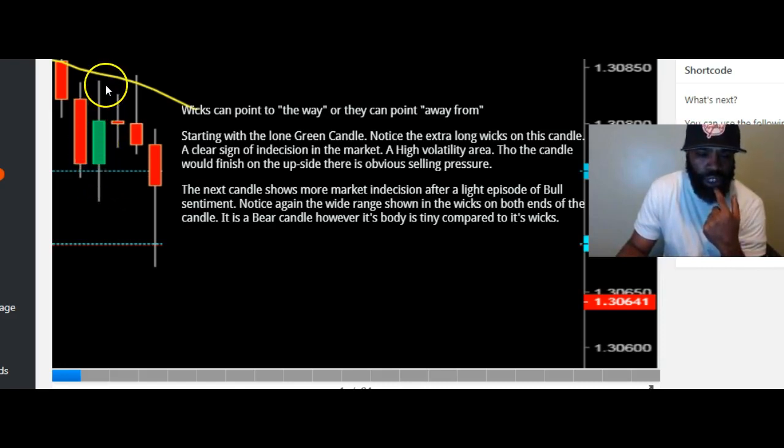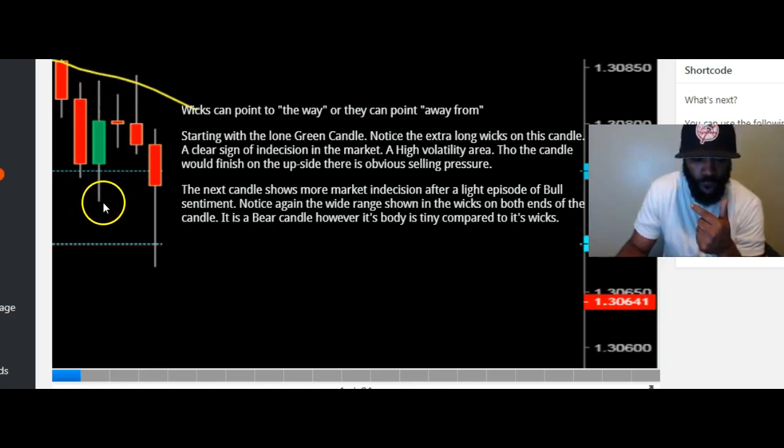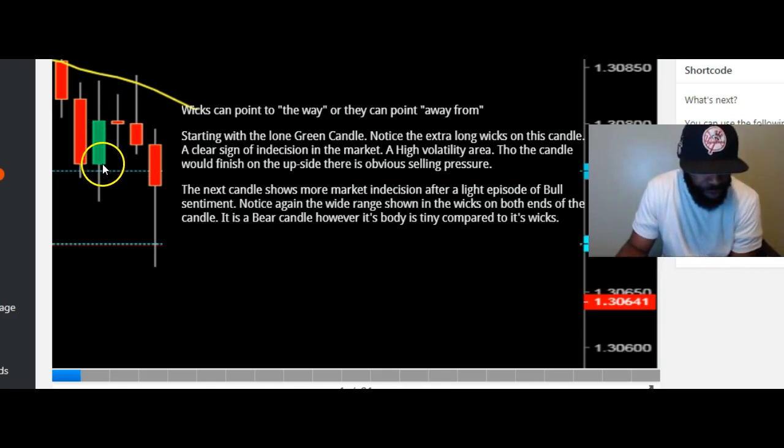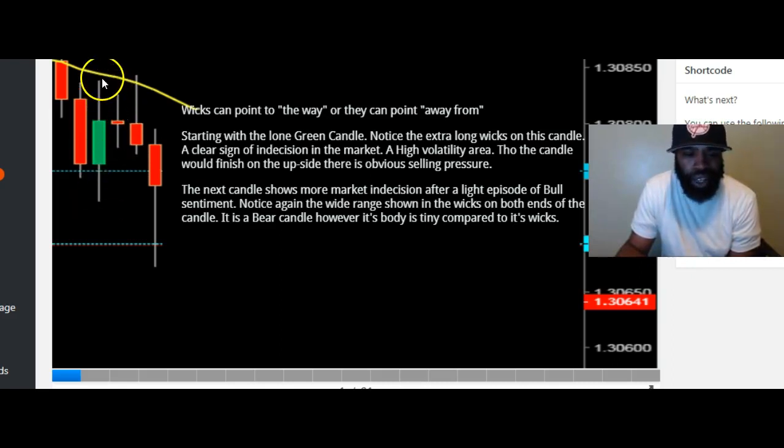If we start at this long green candle, we see wicks on both sides, spider legs. That means there was high volatility right here. The market started here, went all the way up, came down, and then finished back up. That's a long range for the market, and that's a lot of movement. It represents a lot of indecision on the part of the market, and it shows you that there are buyers and sellers on both sides of the market.